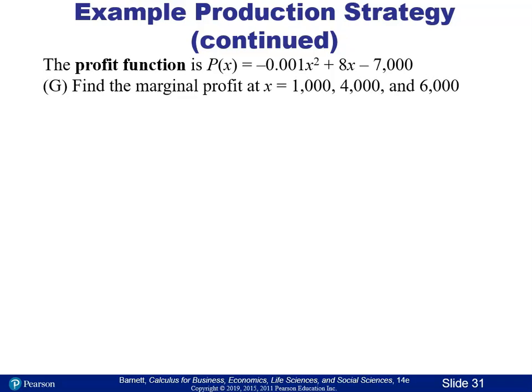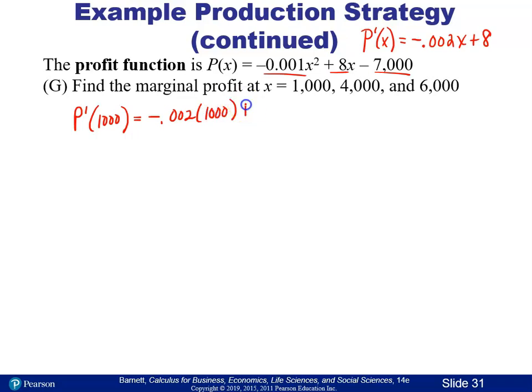Okay, the marginal profit, of course, we need to find the derivative of the profit function. So that's going to be negative 0.002x plus 8, and that's just taking the derivatives of each one of those terms there. And when we look at that, we need to plug these in. So we're going to plug in 1,000 for the derivative. Okay, and we're going to get 6 for that one.